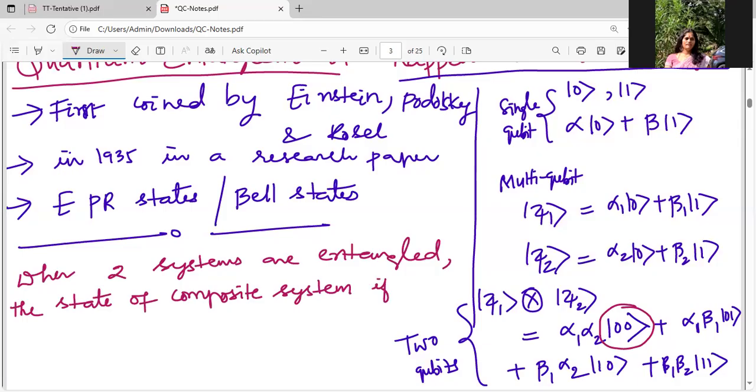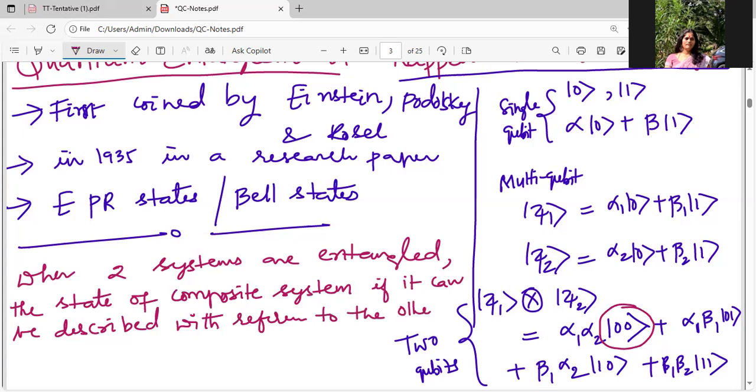if it can be described with reference to the other state, that is, the state of one system can be described with respect to the other state, then we say that both the states are entangled.